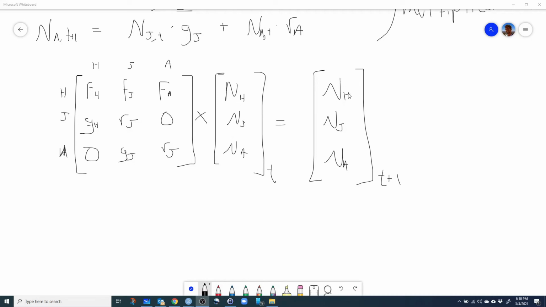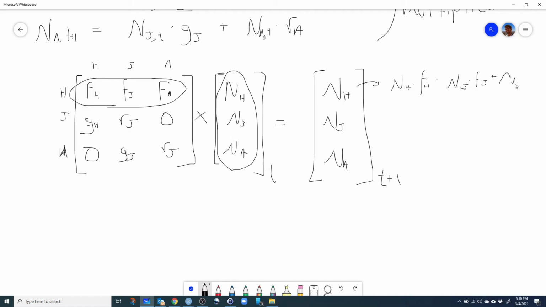So in order to compute the number of hatchlings at time t plus 1, we're going to take all the information in the top row and all the information within this abundance vector. It's just FH times NH, plus F juvenile times N juvenile, plus N adult times F adult. So we're taking all the information in the top row and all the information in the previous year's abundance vector in order to compute the total number of hatchlings next year.